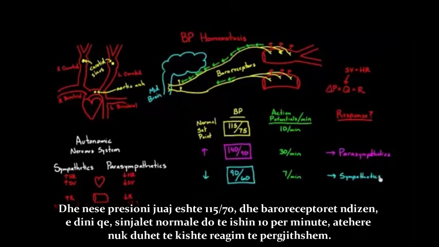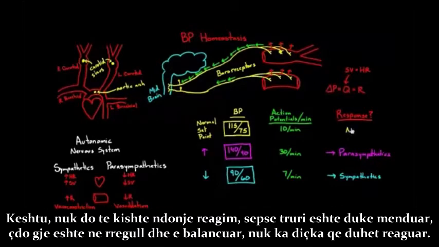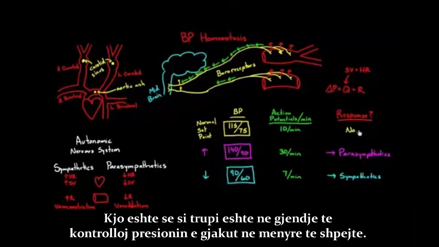And of course, if your pressure, let's say, is 115/75, and the baroreceptors are firing the usual 10 times per minute, then there should be really overall no response. So here you would really get no response, because the body is thinking, well, everything is already balanced, there's nothing for it to do. So this is how the body is able to control blood pressure in a rapid way.